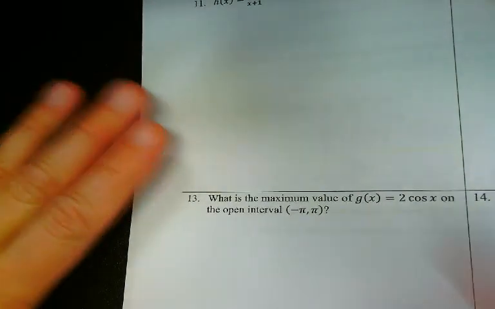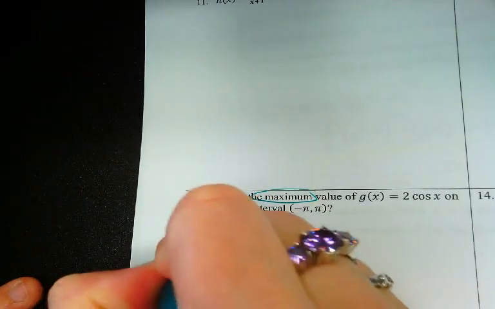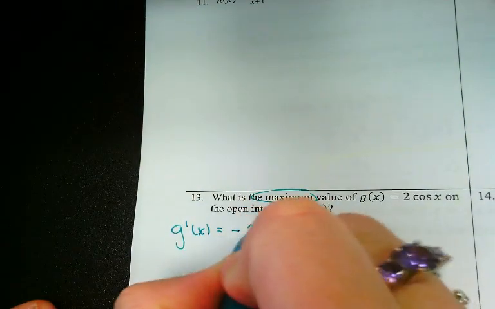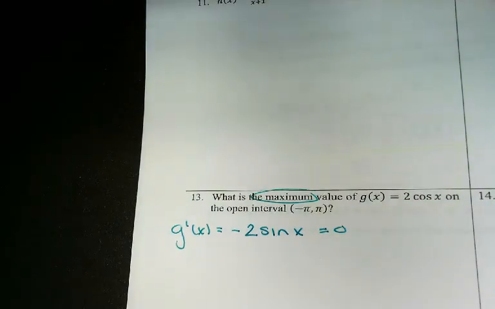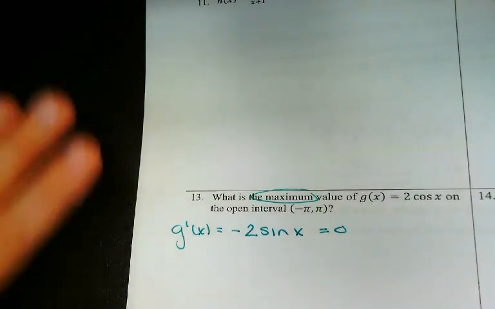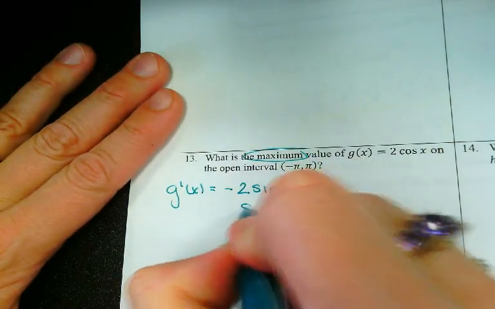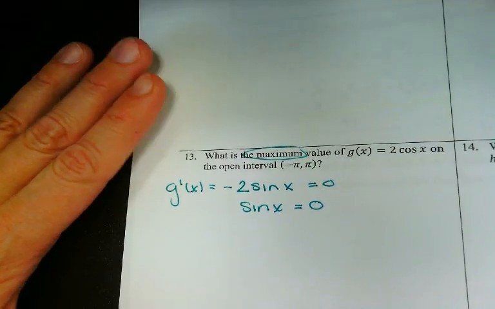All right. So the moment I see min, max, increasing, decreasing, I'm using what we call the first derivative test. You have to set the derivative equal to 0 and make a sign chart. So g prime of x equals, I'm getting, negative 2 sine x. Oh, this isn't even an ugly one. Equals 0. This one's way too nice compared to the homework. Divide out the negative 2, so I just get sine x equals 0.